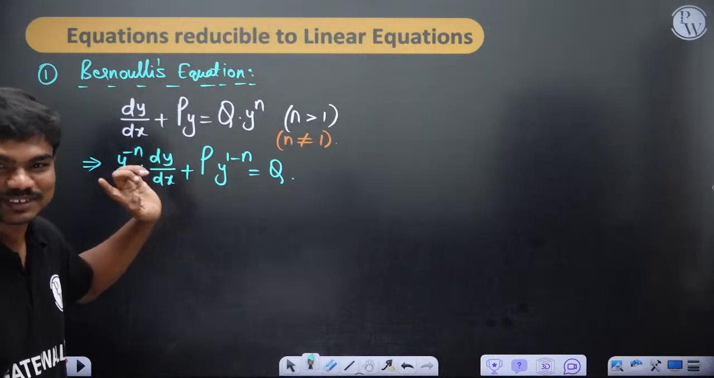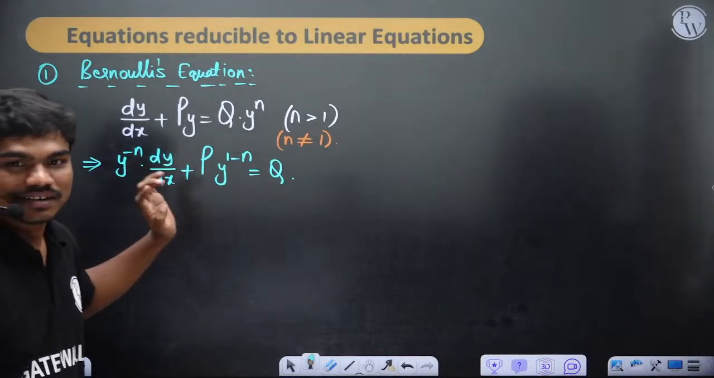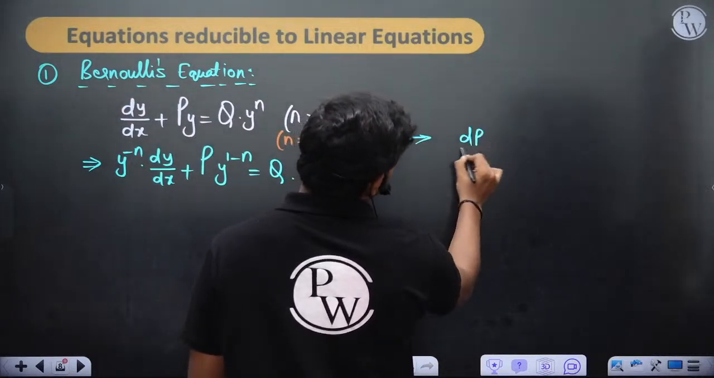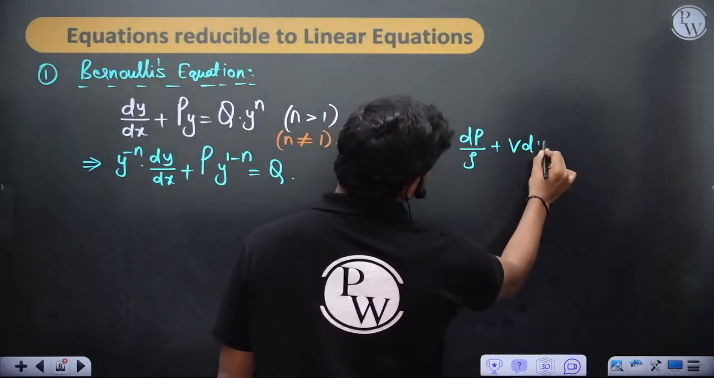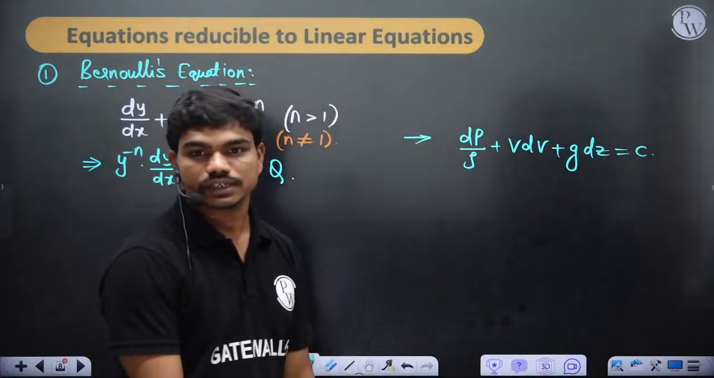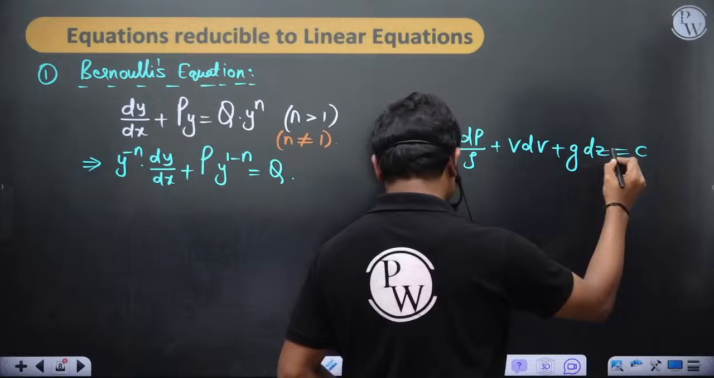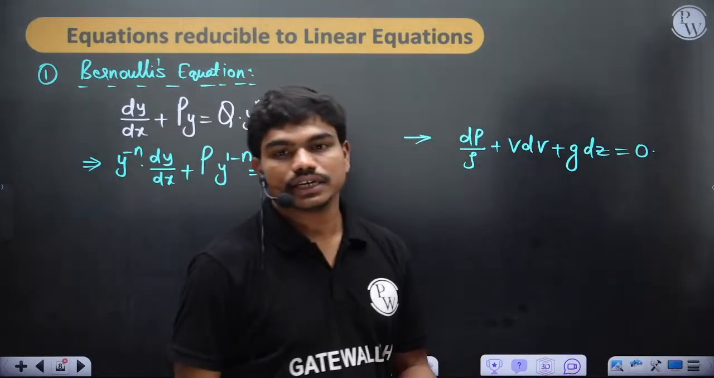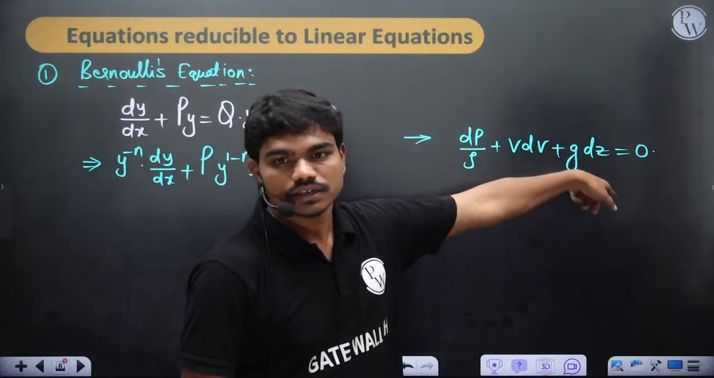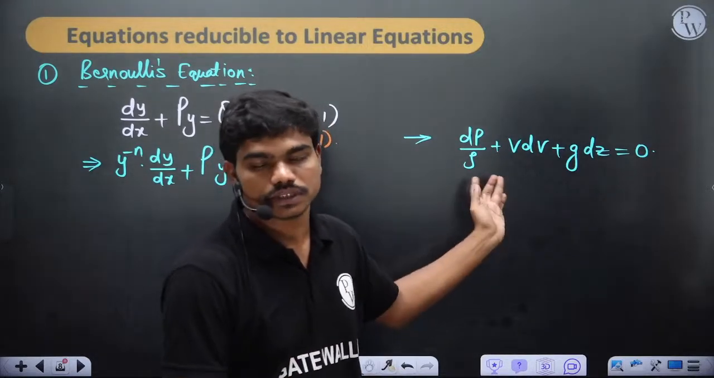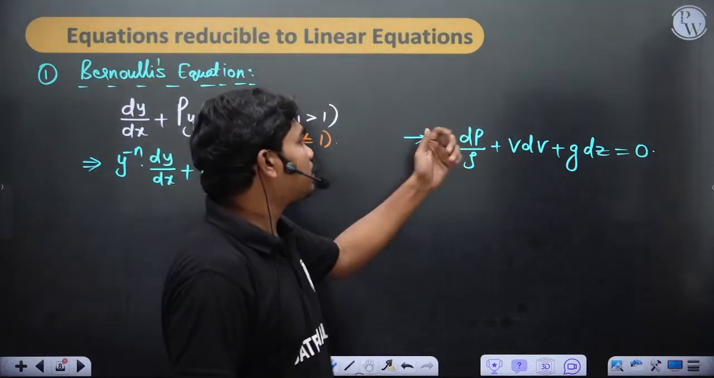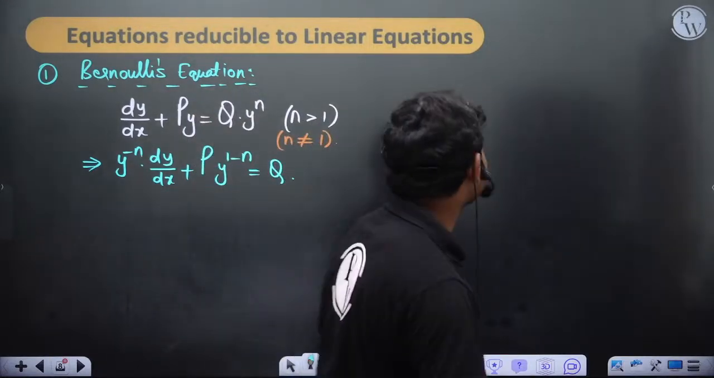You're from the mechanical branch. Then in fluid mechanics we have Bernoulli's equation, right? You remember dp by rho plus v dv plus g times dz is equal to 0. You might have seen this differential equation. It's in differential form, where you have different terms like pressure, density, velocity, gravity, then change in elevation. We can derive this equation if you apply Euler's equation along a streamline. But anyway, this is a different story which we'll see later.